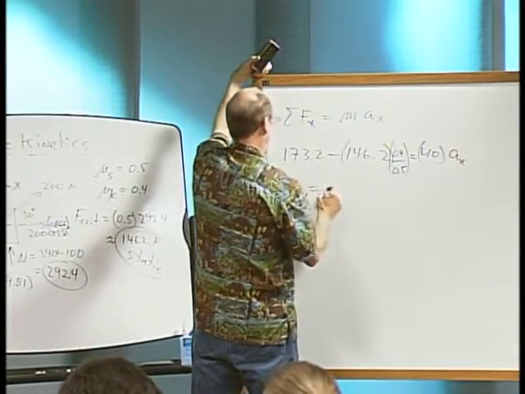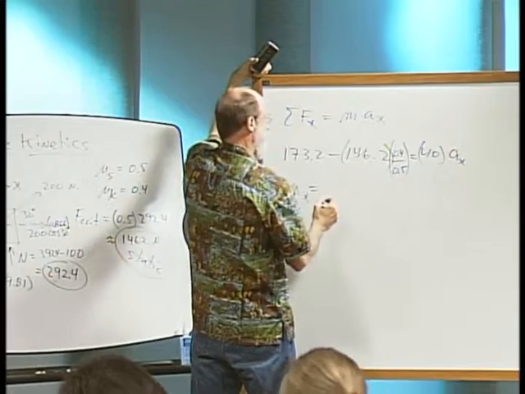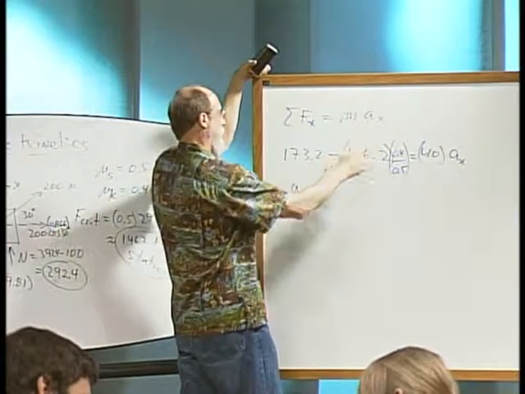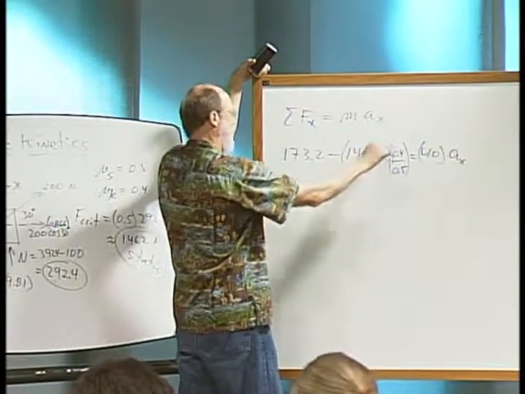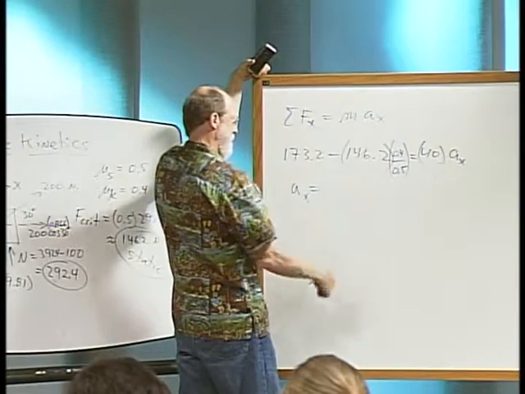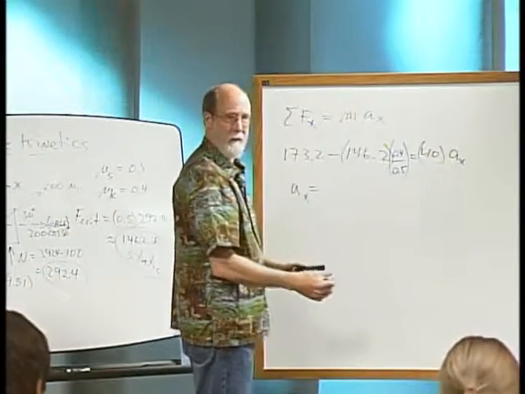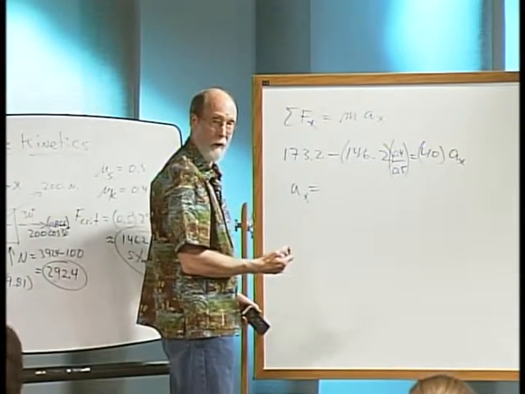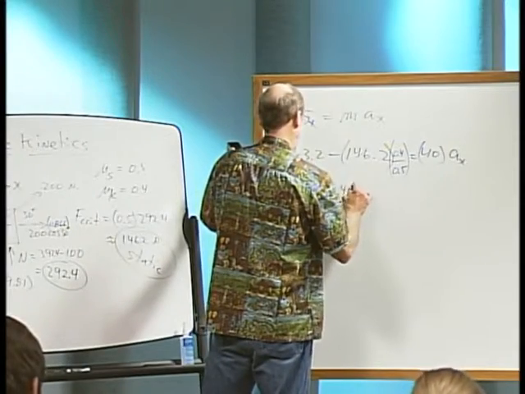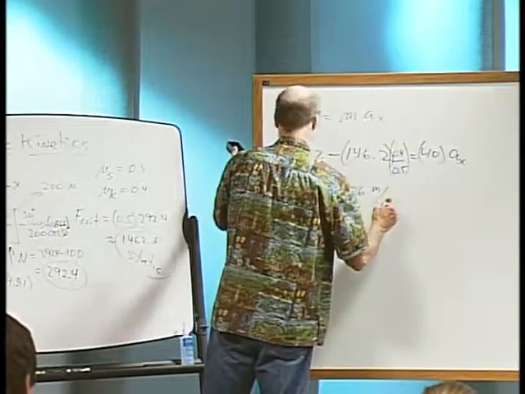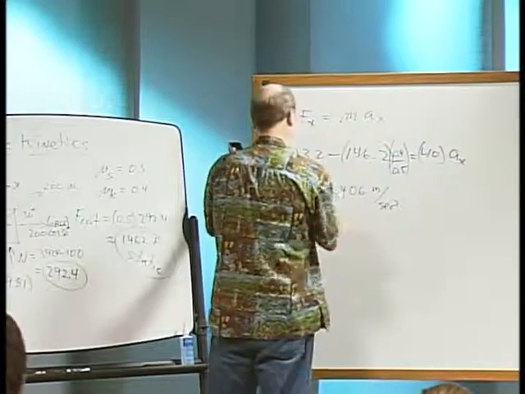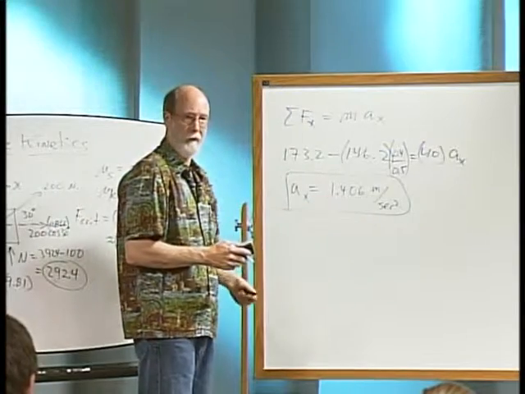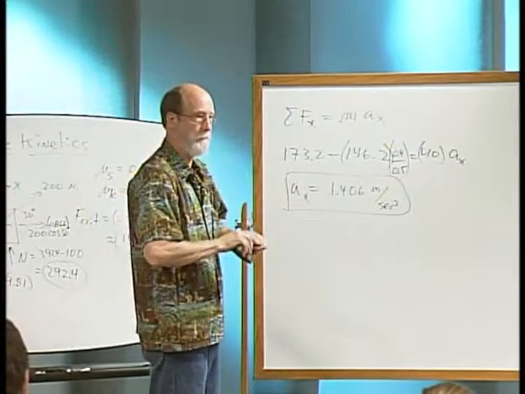And so what do you get when you do that and then you divide by 40? 173.2 minus 80% of 146.2, all divided by 40. Is that the right answer? 1.4? Units, double check. Okay. So again, that body's not accelerating very rapidly at that instant.